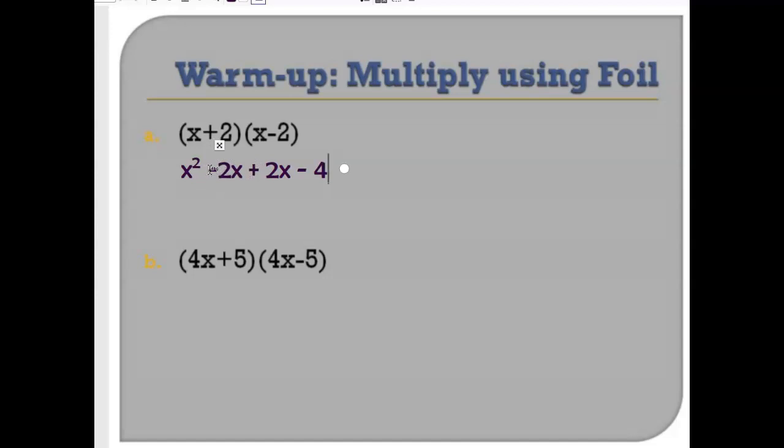So in here we can see negative 2x and positive 2x are like terms. When I combine those like terms together, they actually cancel each other out because they're additive inverses. So this simplifies to x squared minus 4.